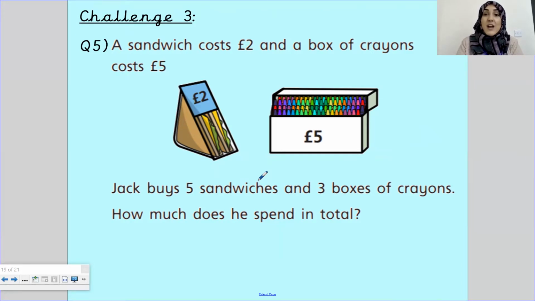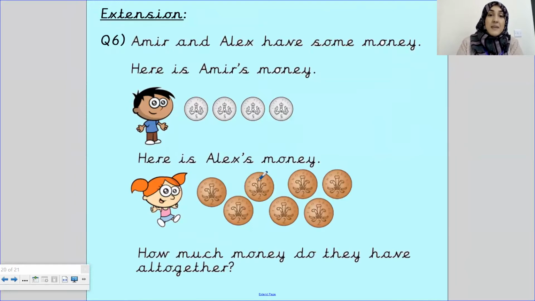Okay, and your extension. Amir and Alex have some money. Here is Amir's money. Here is Alex's money. How much money do they have altogether? This is a 2-step problem, or 3-step actually. First, you're going to be counting in your 5s and finding the total. Remember to put your pence sign. Next, you're going to be counting Alex's money and you're going to be counting in your 2s. Remember to put your pence sign. Then you're going to add the 2 amounts together with the pence sign.